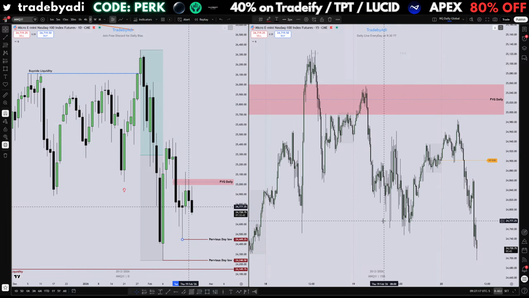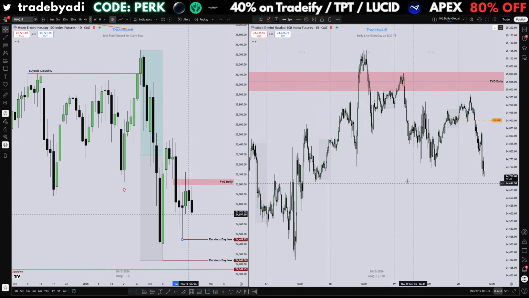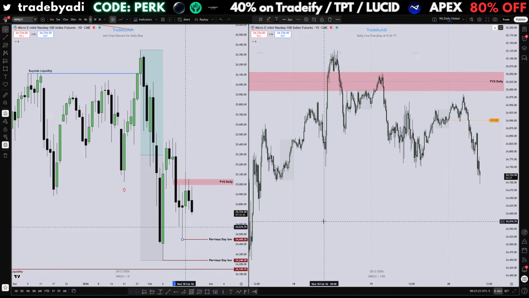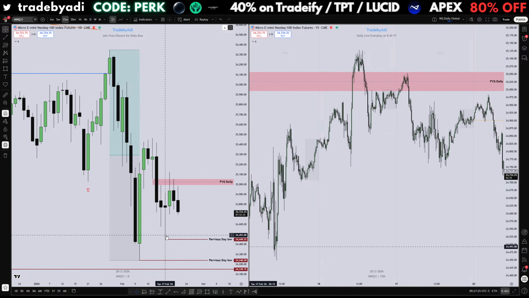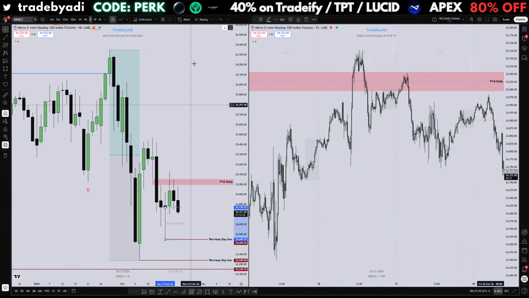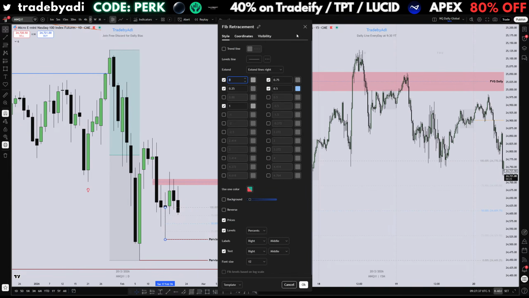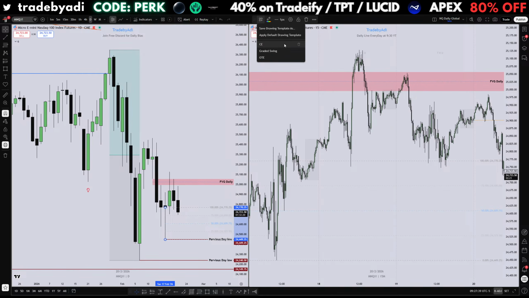1, 2, 3. Okay, so we have taken out the last 3 days' lookback liquidity, and we have a big wick on the daily, so we have to use it as a quadrant for target purposes. Graded swing. Okay, so the 50% level will be the important one, this one, the wick CE.